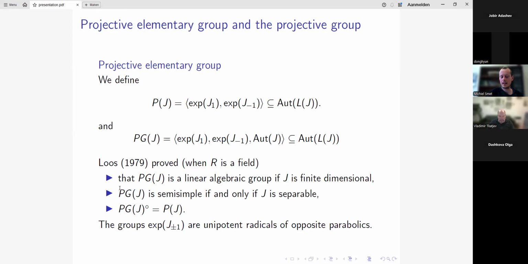And here is a small remark that we will come back to later: these exponentials of 1 graded and -1 graded elements can be thought of as unipotent radicals of opposite parabolics. What do I mean by that? You have a Z-graded Lie algebra. This defines a certain co-character into your projective group of J. If PG of J is reductive, this defines parabolics, and from such a parabolic subgroup, you can obtain a unipotent radical.